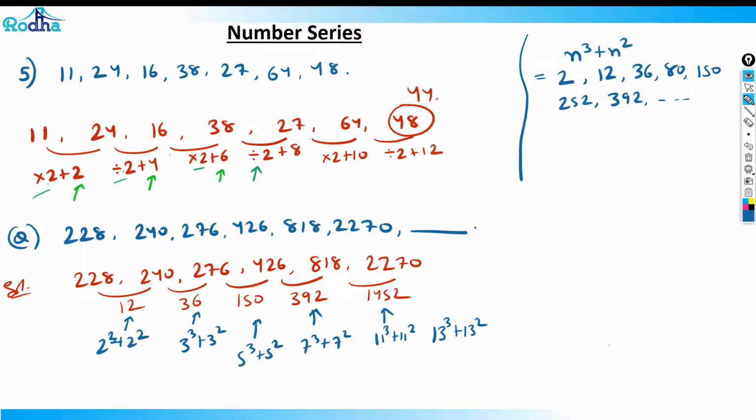So 13 cube plus 13 square will be equal to, 13 cube is 2197, and 2197 plus 169 is 2366. Okay, so once we add this 2366 here, we get this number as 4636. That should be the answer for this question. Okay, again a very good question, right? Now let's go to the 7th one, guys.